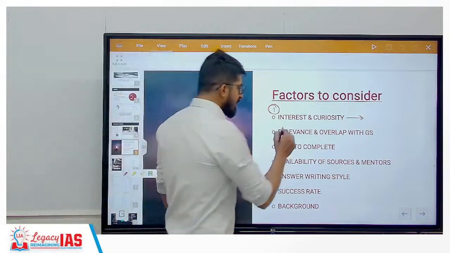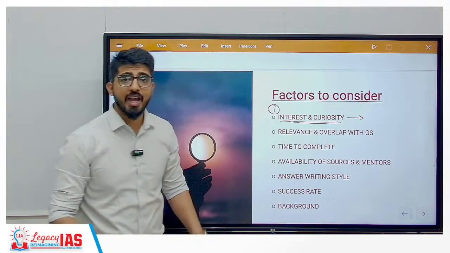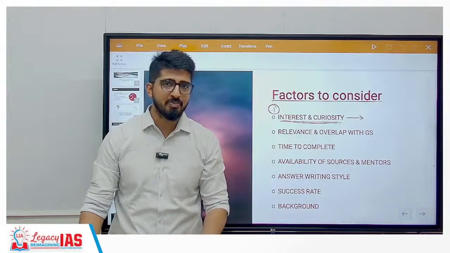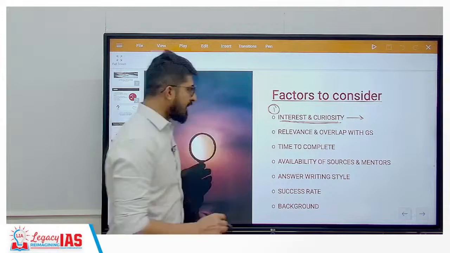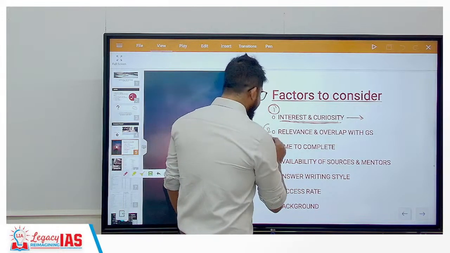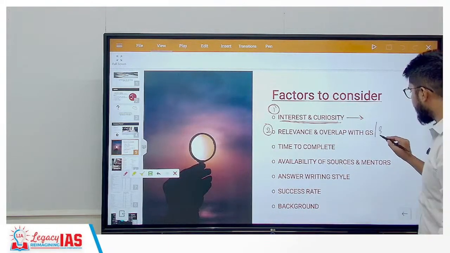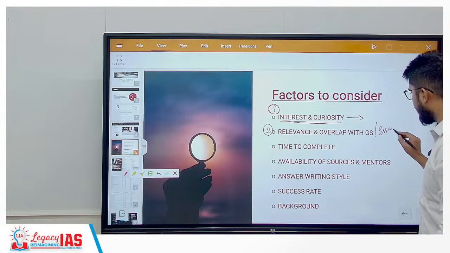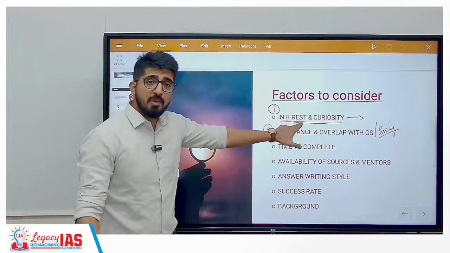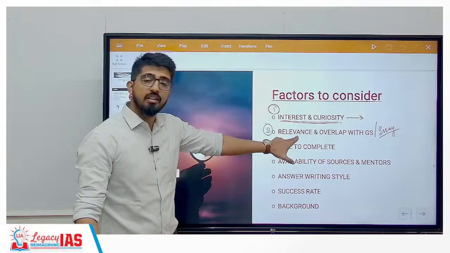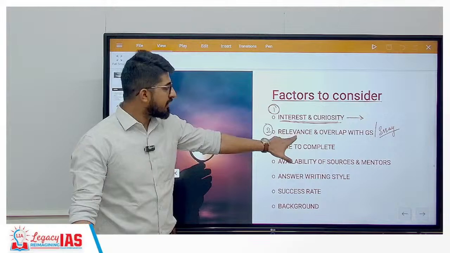Now, sir, how do I know whether I have the interest or curiosity in a particular subject? That is why I asked you to study at least 1 chapter or 2 chapters, random chapters of any subject, any optional that is there on your mind. The second thing is relevance and overlapping with the GS. When I say GS, it also includes your essay part. So this is the second thing you can consider, but I would say that interest trumps this second aspect. Yes. So the most important aspect is interest.